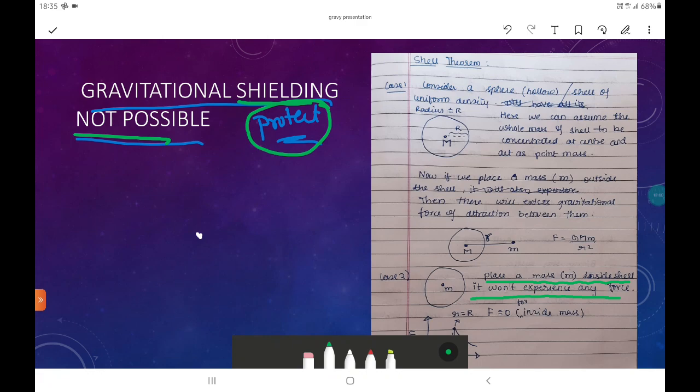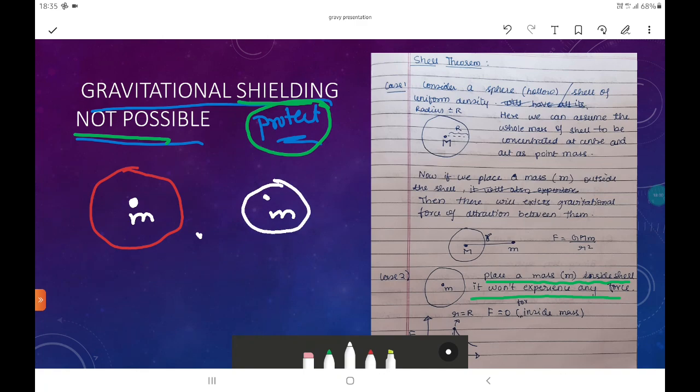So now if you see, the shell was like this, and the mass was kept outside and then kept inside. We tested both the places. When we keep it outside, we can see that the mass was experiencing force, a gravitational force of attraction between the shell and the mass. And similarly, when the mass was kept inside, there is no force between the shell and the mass.